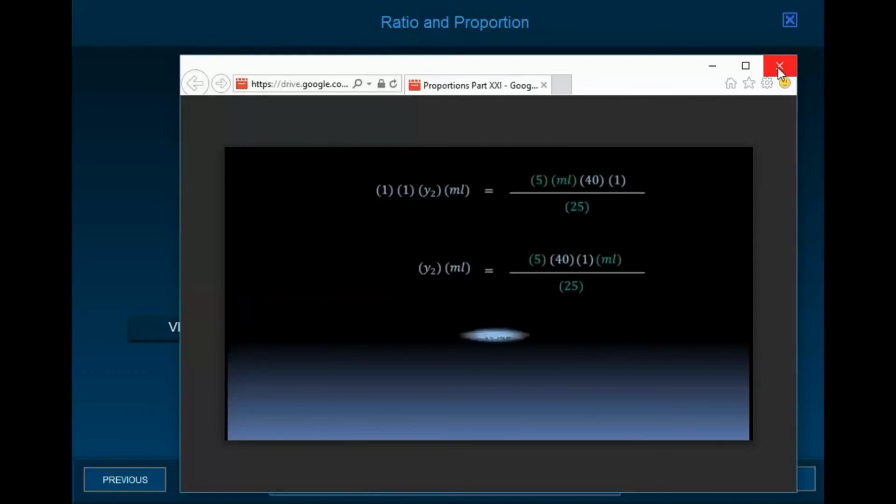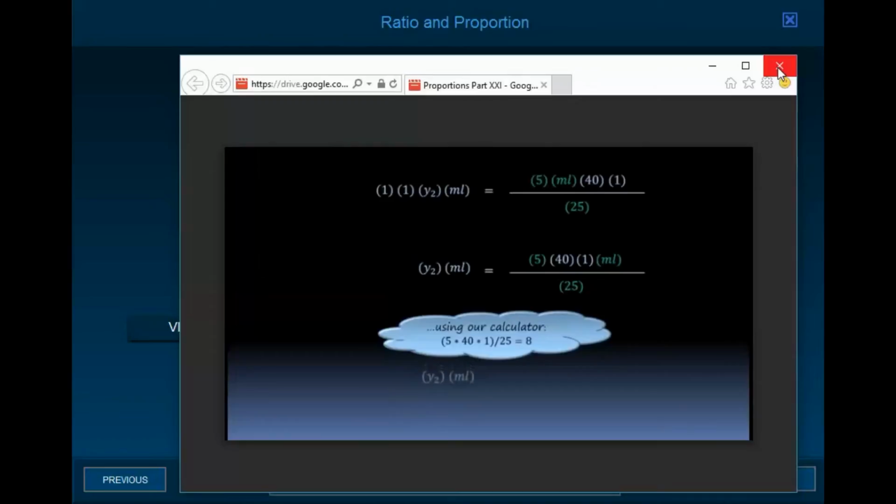Now we can use our calculator to calculate 5 times 40 times 1 over 25, and that will calculate to be 8. So the result of our calculation will be y sub 2 milliliters is equal to 8 milliliters.